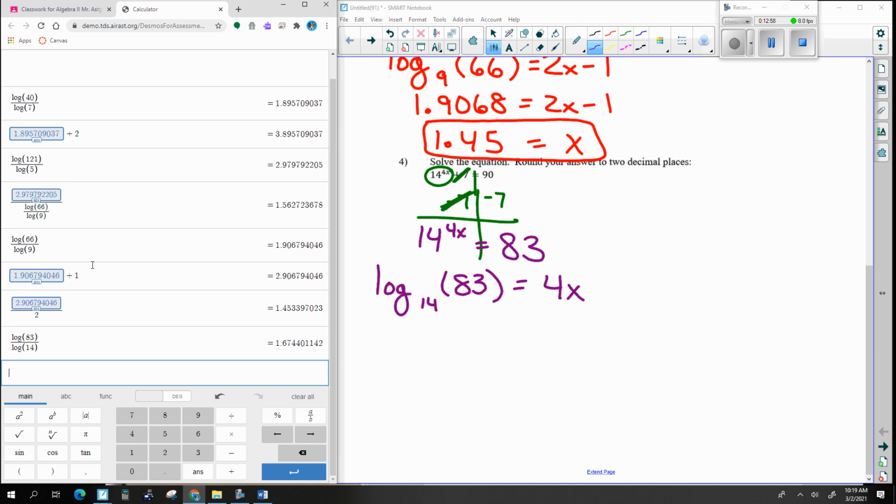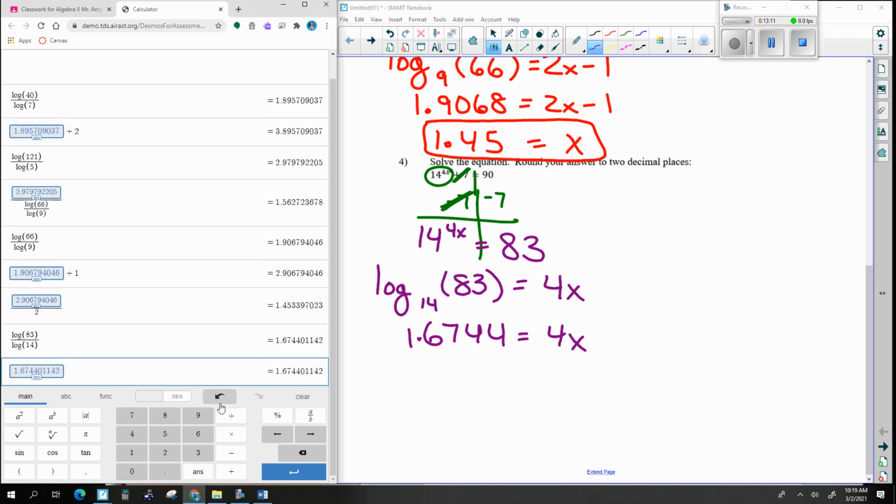All righty. To get the x all by itself now, I need to divide by 4. So take that answer, divide by 4.